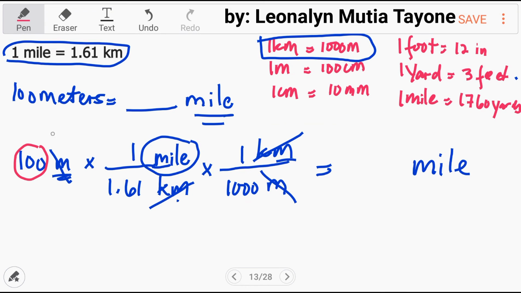So, kung i-solve natin yan, 100 times 1 times 1, that is equals to 100. 100 over, this is 1,610. So, i-cancel out mo lang yan. I-divide mo si 10 divided by 161. I-round off natin into 0.0621 mile.